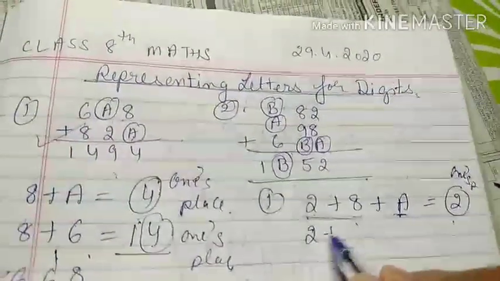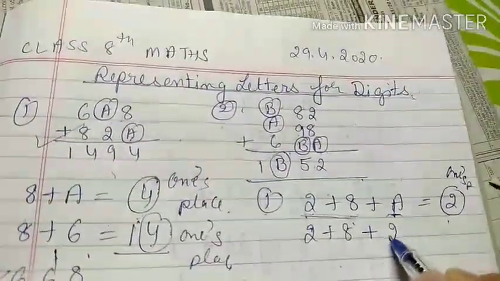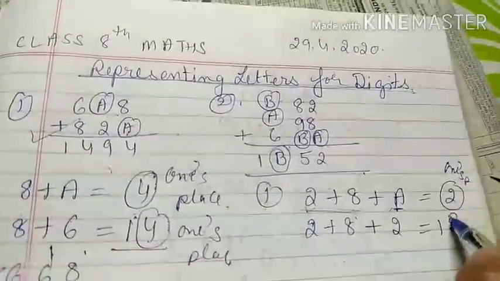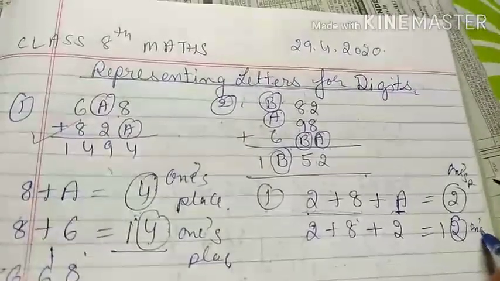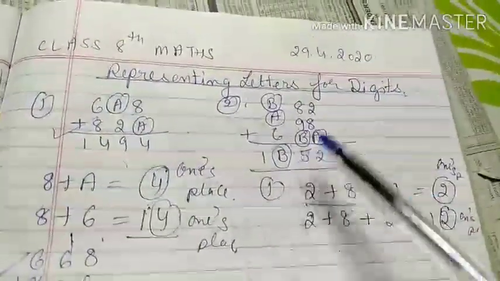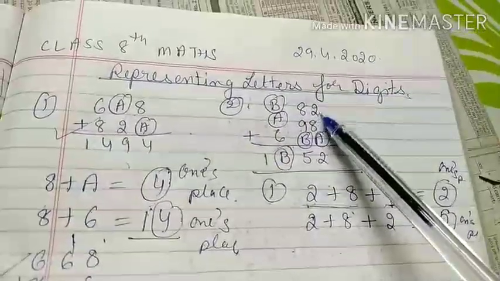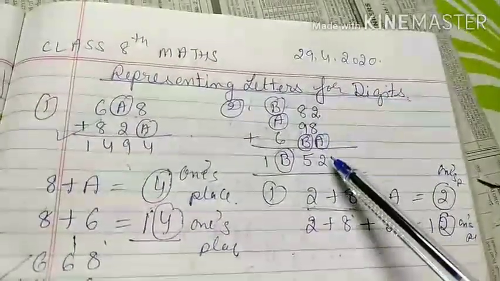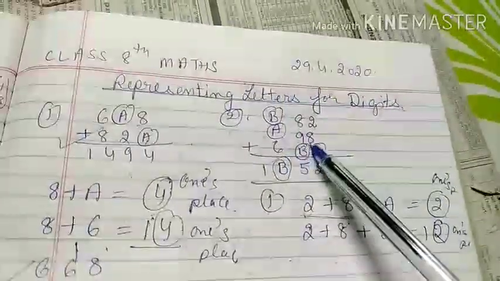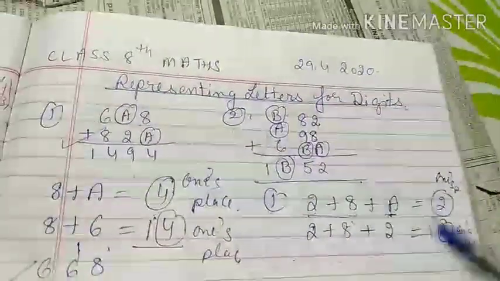So it means 2 plus 8 plus 2: in place of A I add 2, and that gives me 12. So 2 is in the ones place. Now check with B. 2 plus 8 is 10, 10 plus 2 is 12, which means 1 is carried forward. So when you find B, 1 should be added in this.